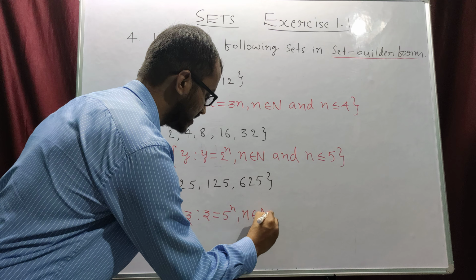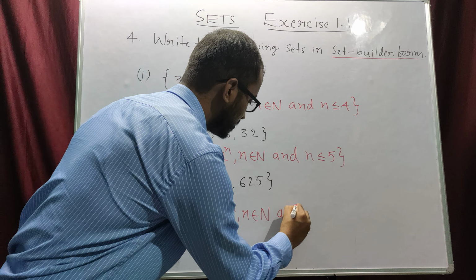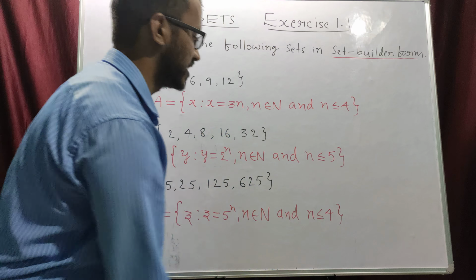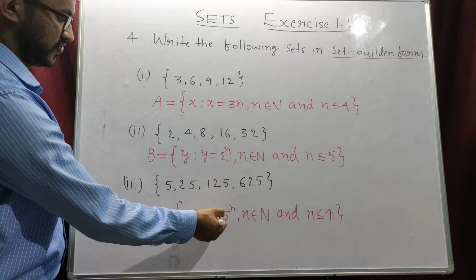where n is a natural number and n is less than or equal to 4. Means we are considering till the 4th power of 5.